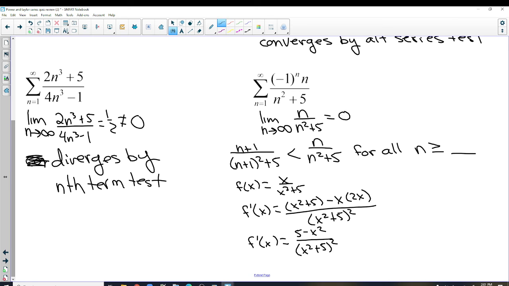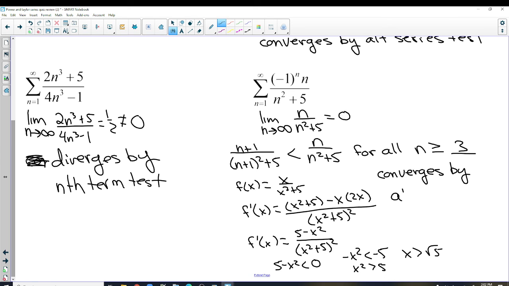Now we want the top to be negative. So I want 5 minus x squared to be less than 0. So negative x squared is less than negative 5. So we minus 5 over there. Divide by negative 1. X squared has to be greater than 5. So x has to be greater than square root of 5. So n greater than or equal to 3. So we can show that it's an eventually decreasing function. So we finally say converges by alternating series test.